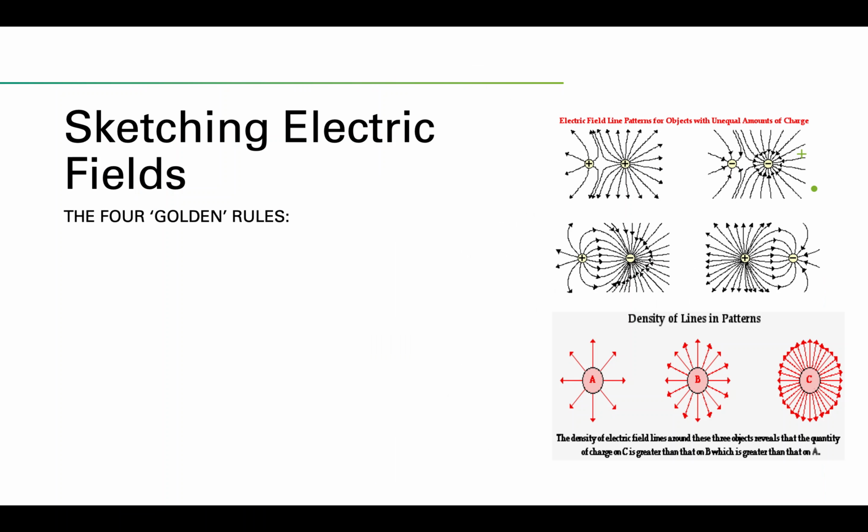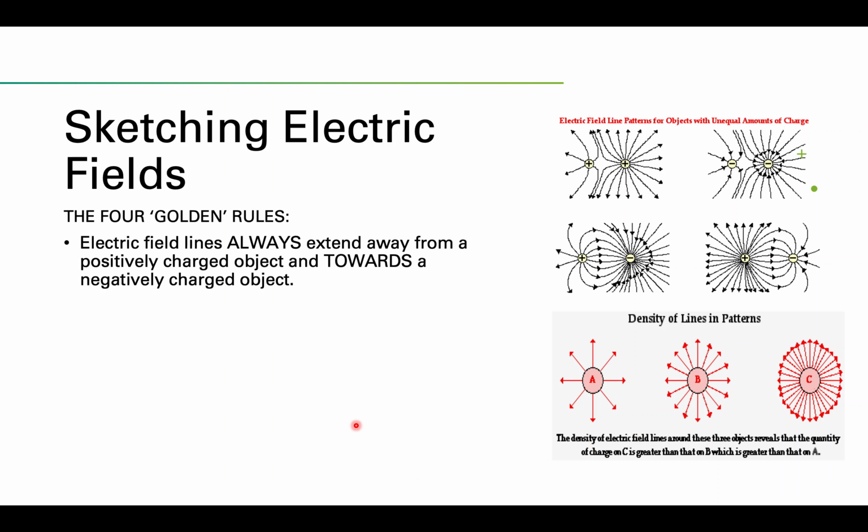Now, you are required to sketch electric fields, and there are 4 golden rules which you must remember. The diagrams on the left are very useful, so I suggest you take a note and perhaps even copy these diagrams to see how exactly it works. Firstly, electric field lines always extend away from a positively charged object and towards a negatively charged object. So take this diagram, which shows positively charged objects. You can see that the arrows are extending away from it, so they're pointing away from it. Now take this one, which is showing a negatively charged object. It's clear here that the arrows are pointing towards this negatively charged object.